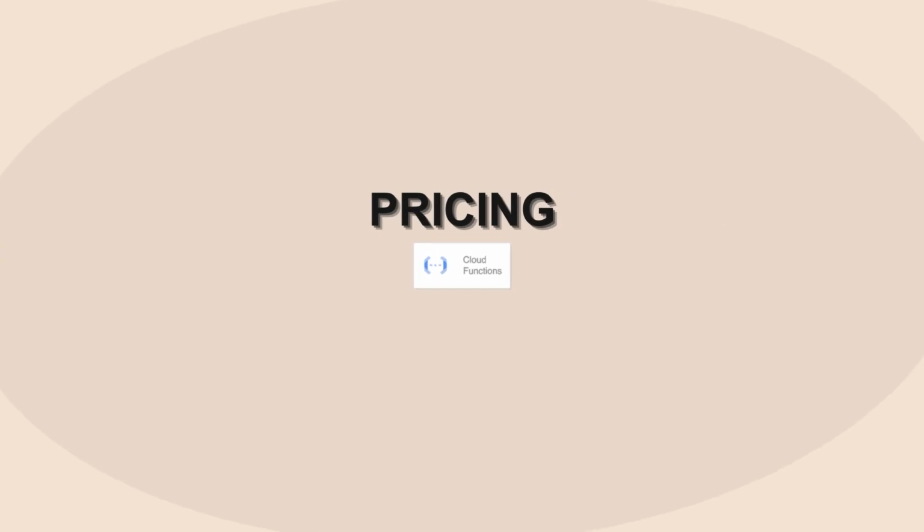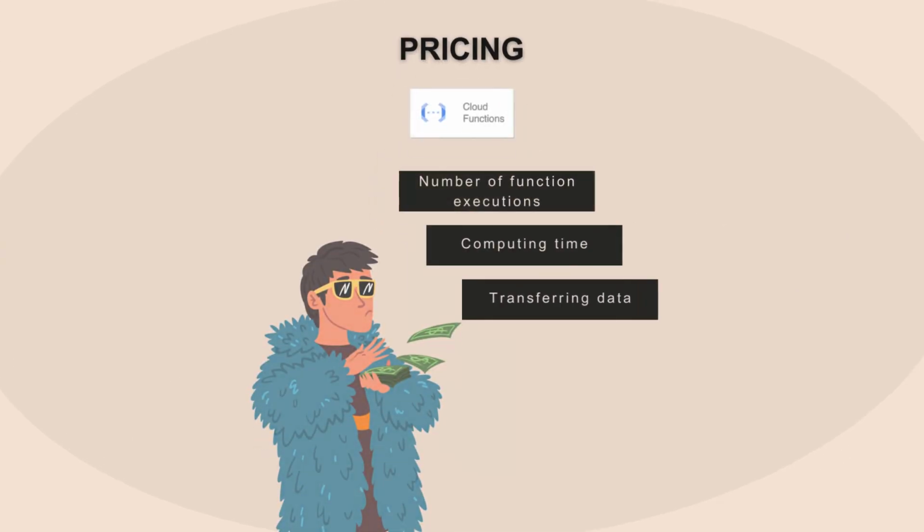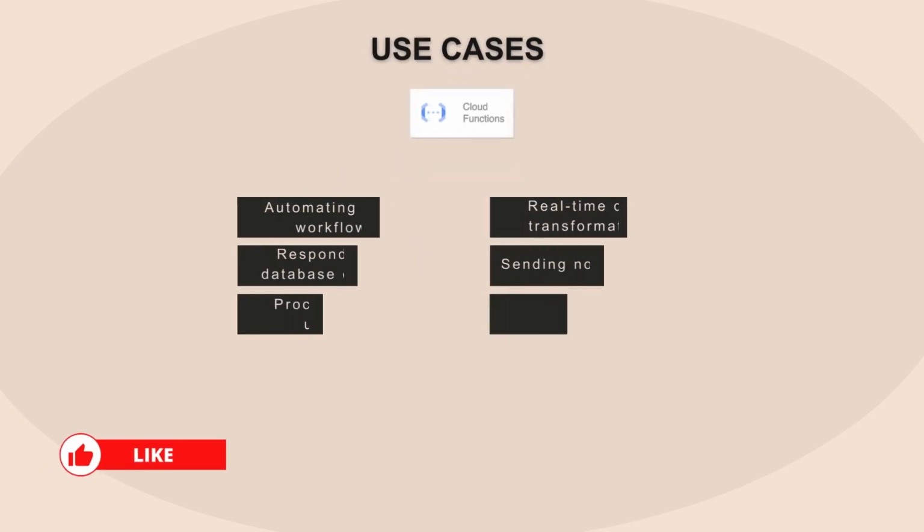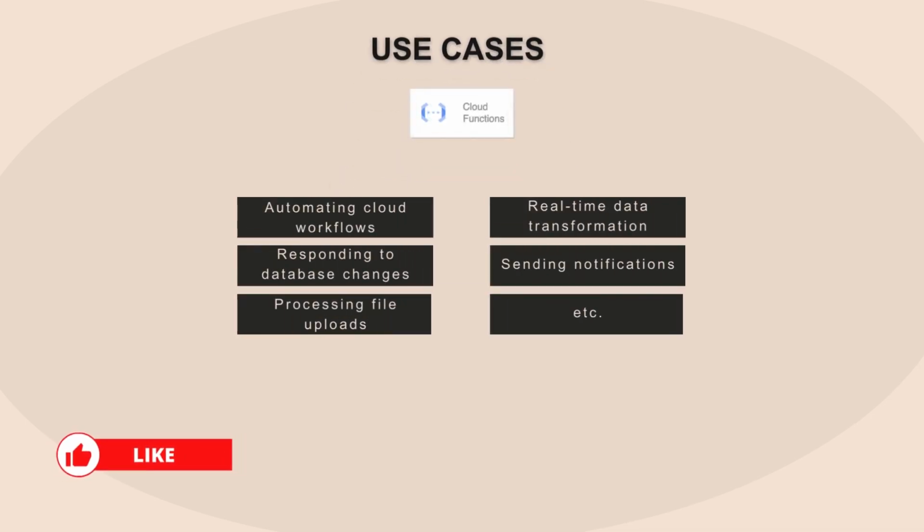The pricing for Google Cloud Functions is determined by the number of function executions, the amount of computing time used, and the data transferred. This pricing structure enables meticulous control over budgets, aligning expenses closely with actual usage patterns and minimizing unnecessary costs. Cloud Functions are ideal for scenarios where quick, isolated execution of code is necessary, such as automating cloud workflows, responding to database changes, processing file uploads, real-time data transformation, sending notifications, and more.